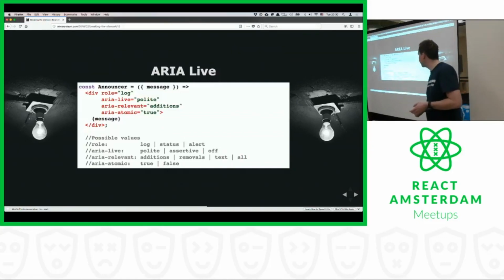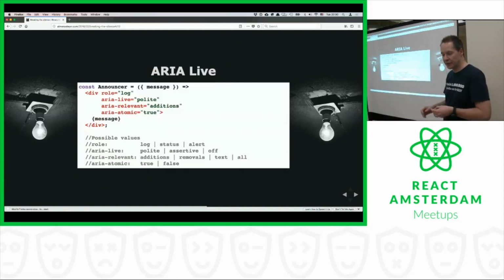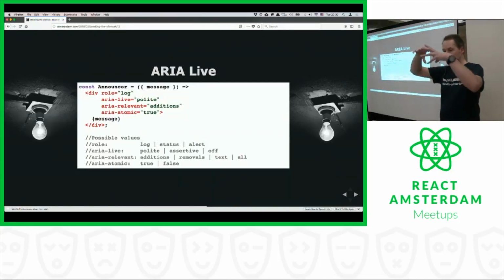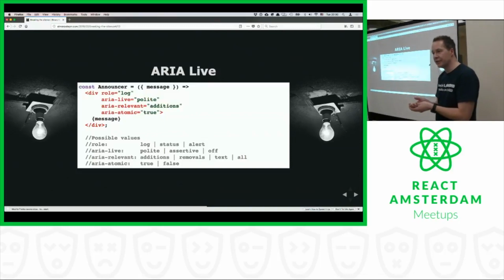ARIA Relevant gives an idea of what type of changes I want the screen reader to read out. And finally, ARIA Atomic tells the screen reader to read either the entire content of this region or only the changed bits of the region when the content changes.